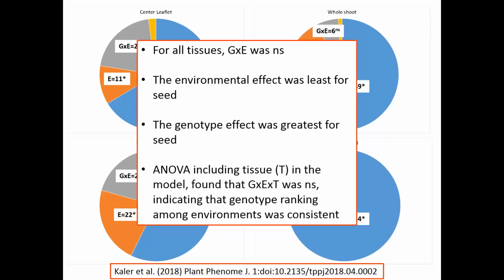And we also conducted an ANOVA that included the tissue in the model, and found that the genotype by environment by tissue interaction was non-significant. And this indicated that genotype ranking for the different tissues among environments was relatively consistent.